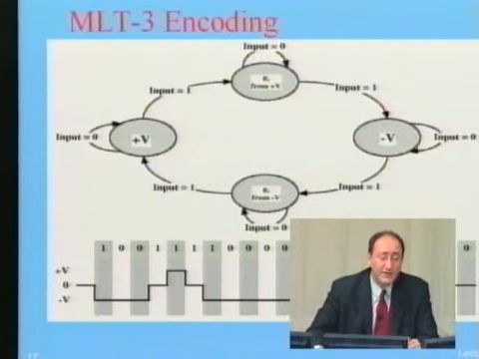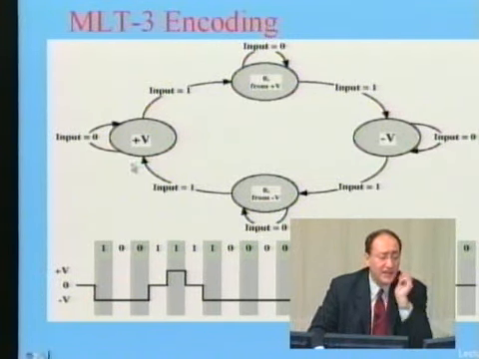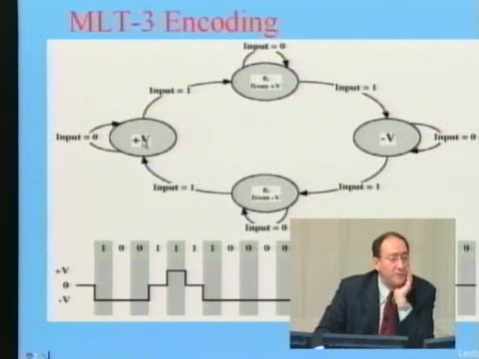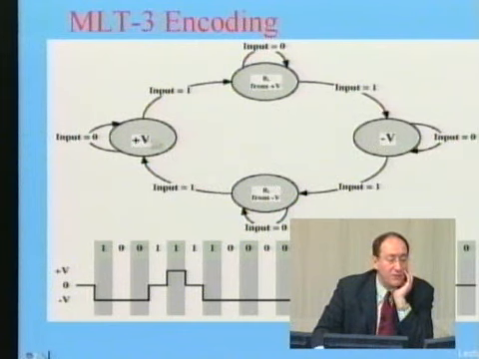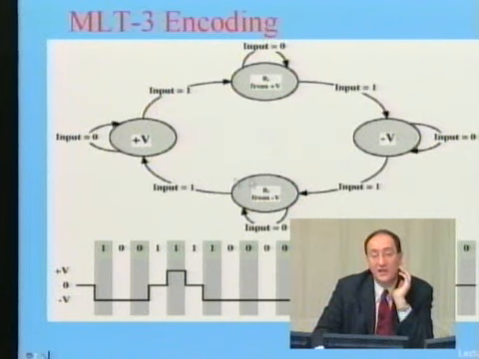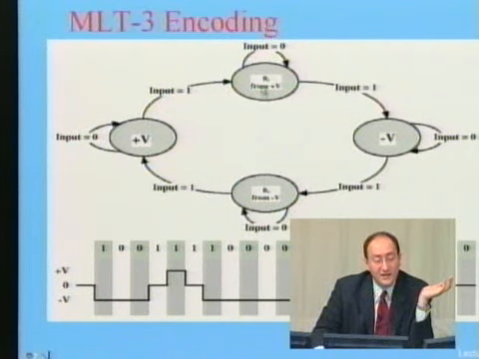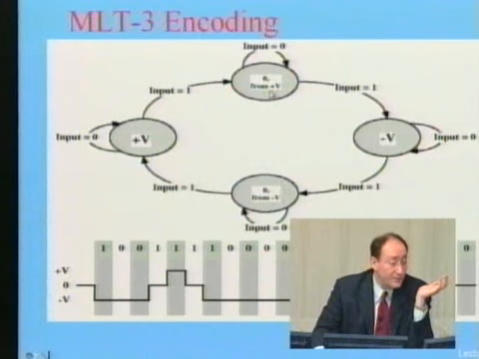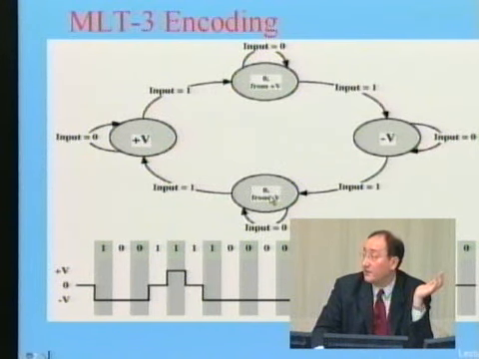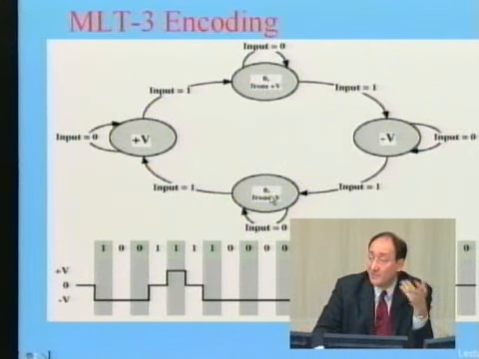How does this MLT-3 work? MLT-3 has three levels: V plus, V minus, and 0. Let's say this is 1 volt, this is minus 1 volt, this is 0 volt. And this is the state diagram for that. You have two states for 0: one is 0 when you come from the positive voltage, and one is 0 when you come from the negative voltage. And that's the memory of the system.